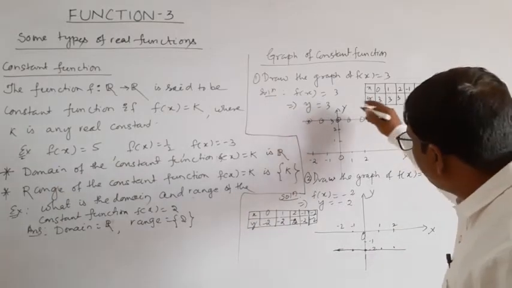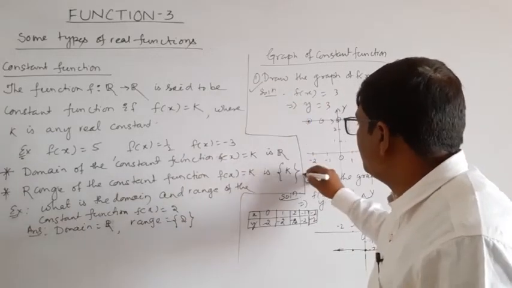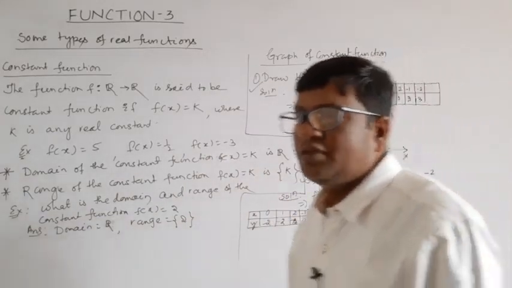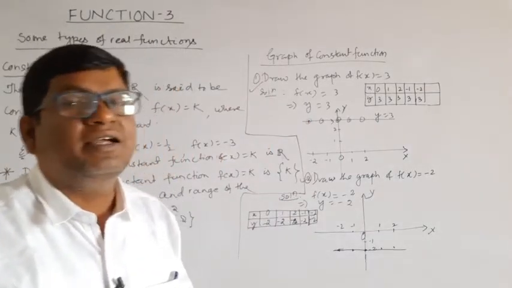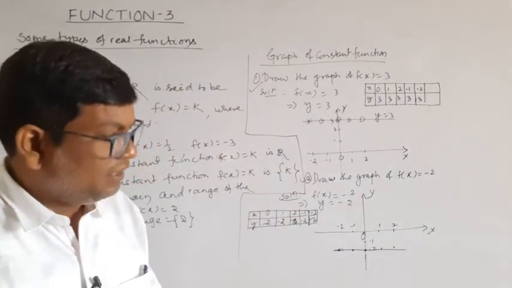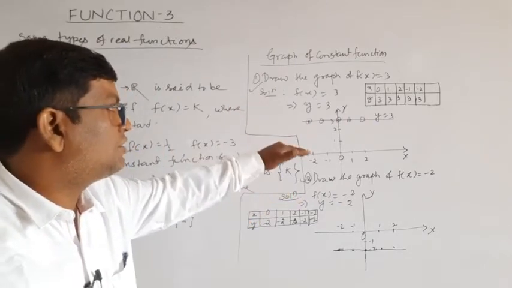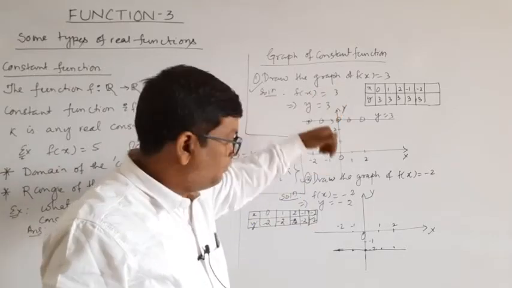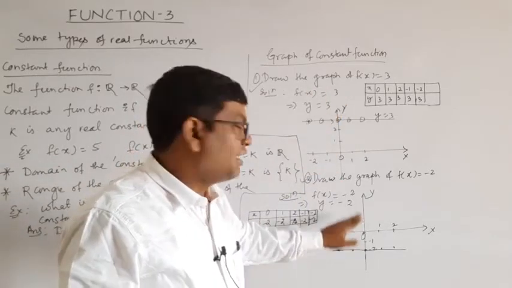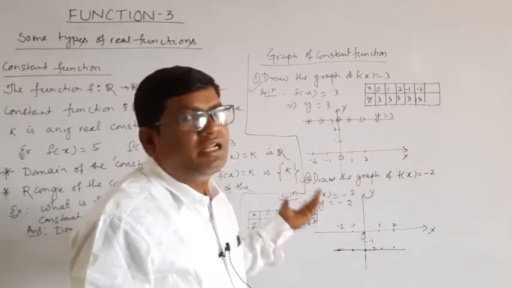From the above two questions, question number 1 and question number 2, we conclude that the graph of a constant function is always parallel to the x axis. If it is positive, then the graph lies above. If it is negative, then the graph lies below the origin. This is the conclusion of the graph.